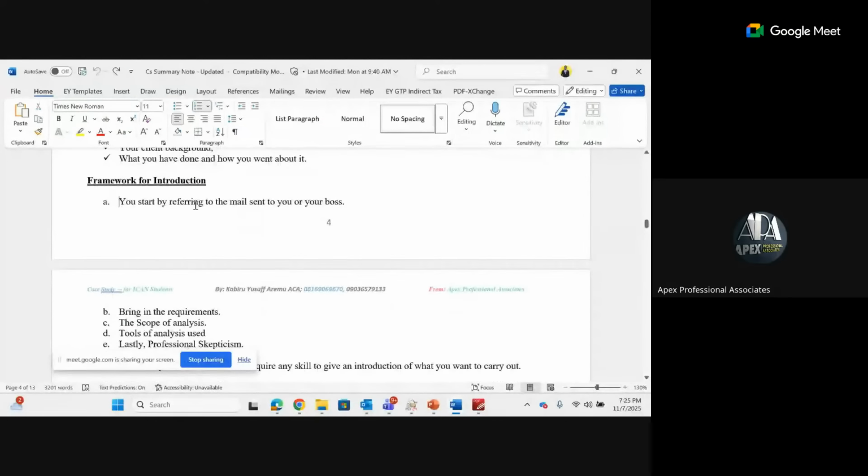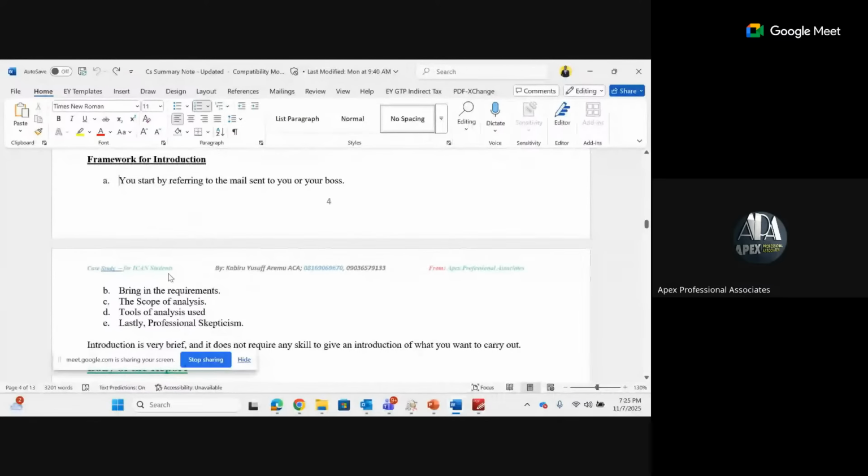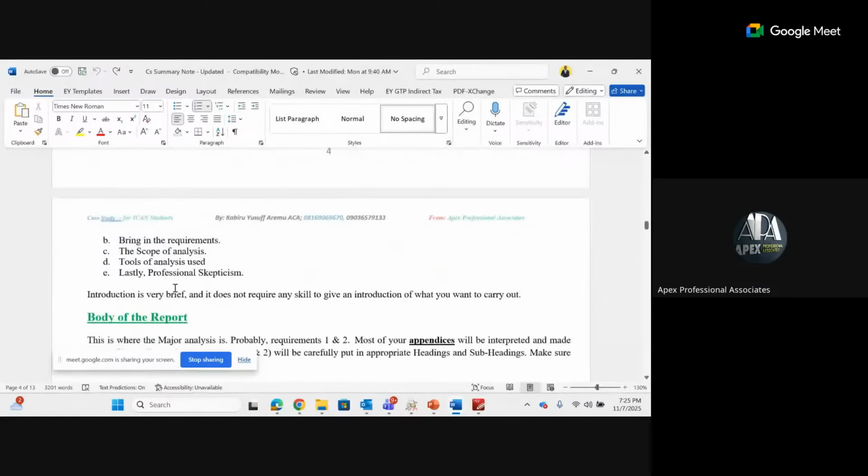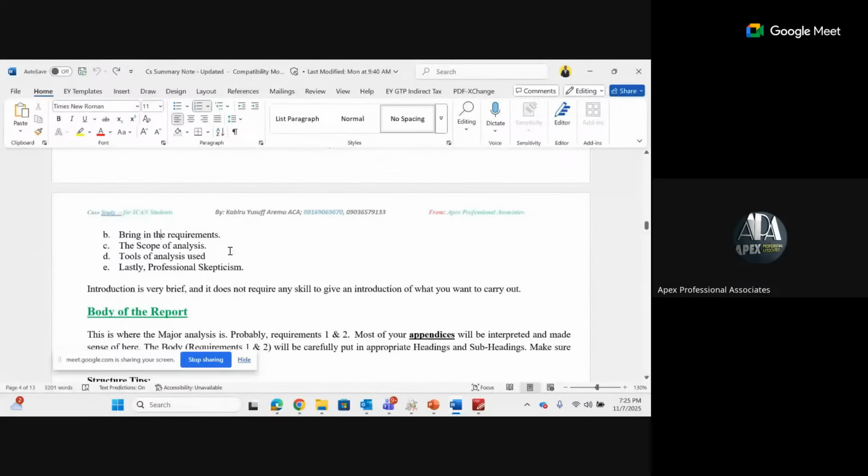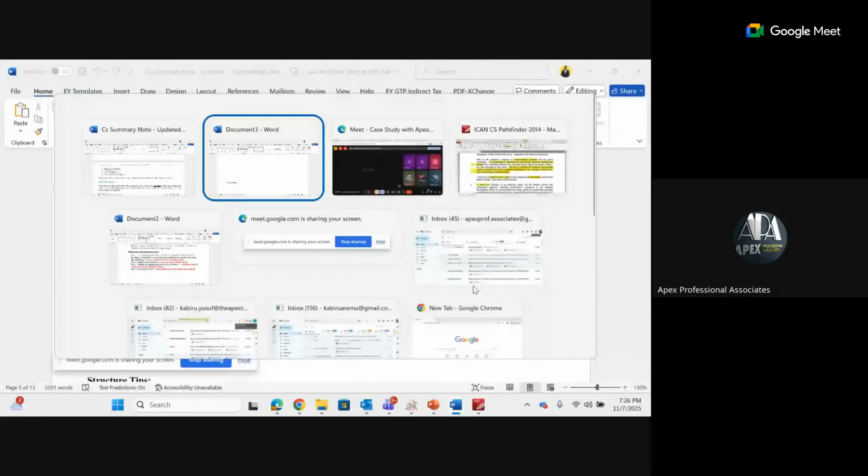So we now give a framework: you start by referring to the email sent to you or your boss. Bring in the requirements, the scope of the analysis, the tools of the analysis, and lastly, you may reference professional skepticism. The introduction is very brief and it does not require any skill to give an introduction of what you want to carry out. So it's very, very simple. So now let's start the introduction.